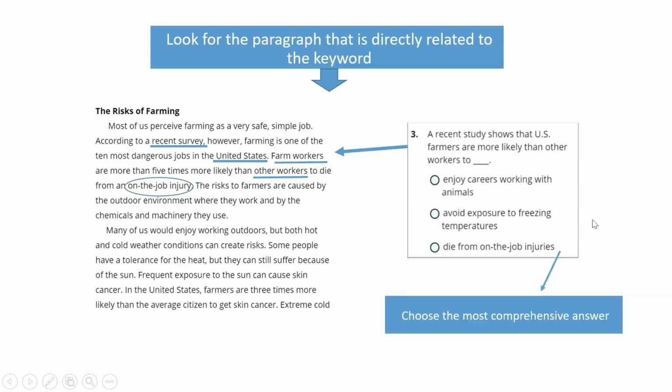Yes, so we're looking for the most comprehensive answer. And I'm sure you have noticed that the answer is, of course, die from on-job injury. So a recent study shows that US farmers are more likely than other workers to die from on-job injuries. There we are. We have the answer for number 3.